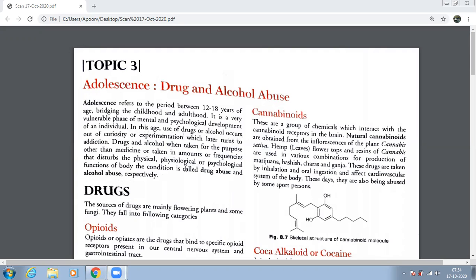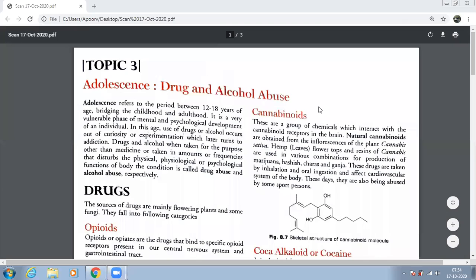And second, he is taking the amount in such a frequency, or the amount is so high, that it is going to disturb the 3 functions of the body: physical, physiological and psychological. So when we define, we'll add up all these things. Drugs and alcohol when taken for what? When taken for purpose other than what? Medicine. Or if it is taken in a higher amount, which is going to disturb which 3 functions of the body? Physical, physiological and psychological, mental. We'll discuss this later at the last, but remember, when I talk about the definition of drug abuse, these 2 points have to be covered.